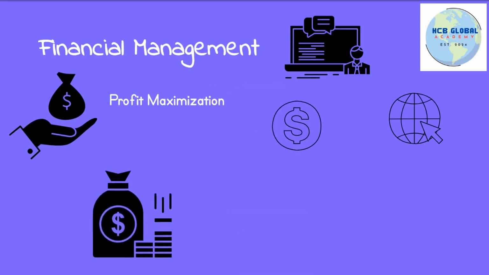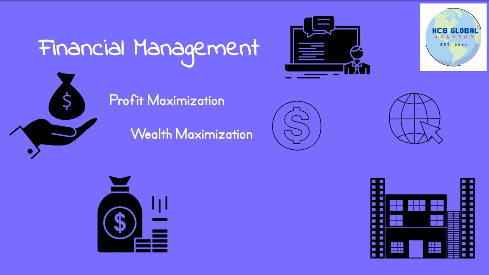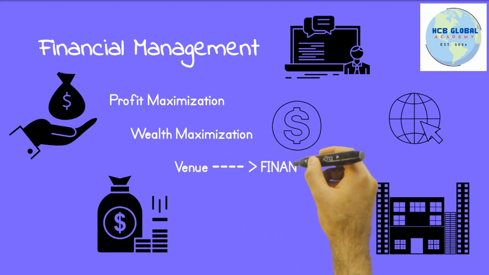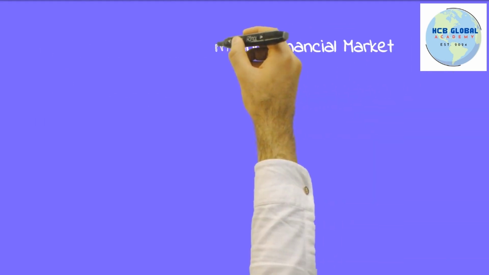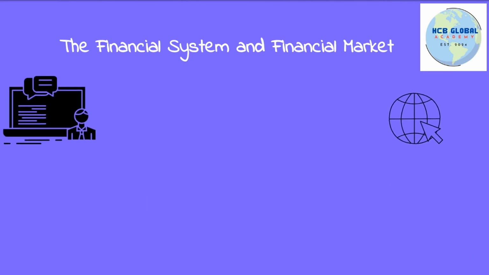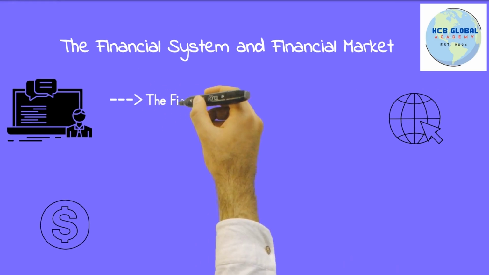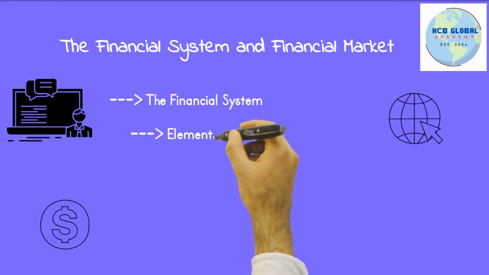It is important that we understand an important venue where these types of wealth were generated. This venue is what we shall be delving into, the so-called financial market. In this chapter, we shall discuss the financial system and financial market. This chapter is about the financial system, elements of financial system, financial market and types of financial market.